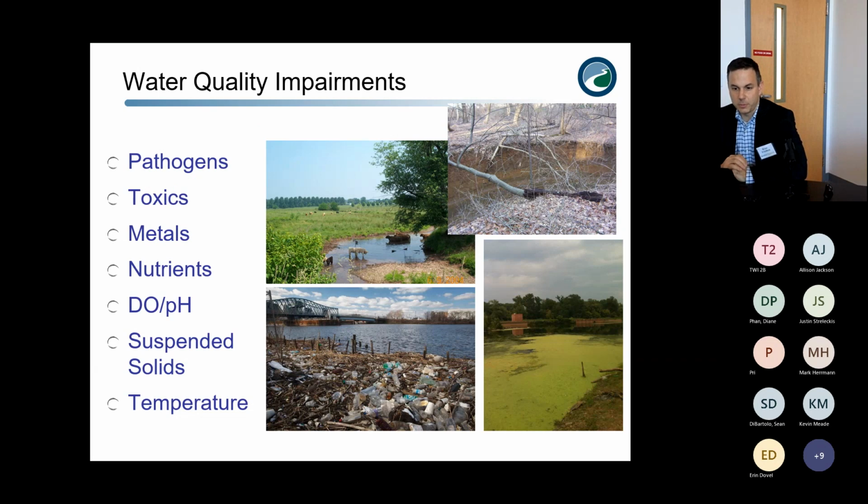We've also heard a bit about TMDLs and water quality impairments. This is a list of some of the typical impairments that exist in New Jersey streams. I was actually shocked at that mapping that shows the whole state basically is either an impaired waterway or TMDL area. But things like pathogens, toxics, metals, we heard about nutrients, phosphorus and nitrogen, dissolved oxygen and pH impairments, temperature impairments, and TSS impairments. So this all exists in New Jersey. It's all things that we need to look at in these watershed improvement plans.